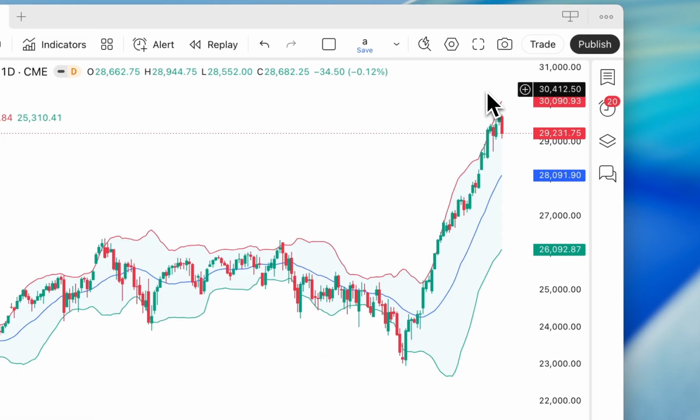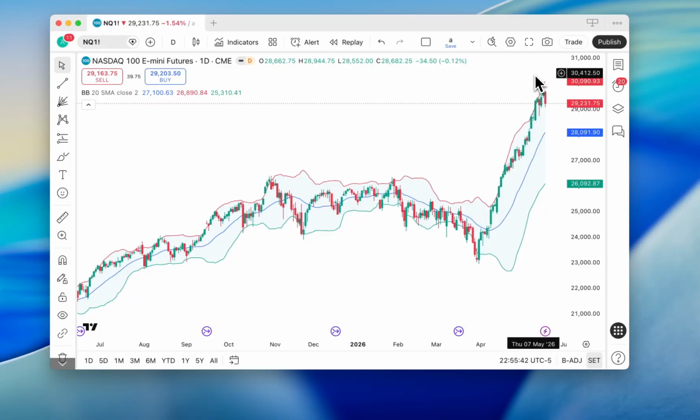3 lines will appear on your chart. The middle line is a 20-period moving average. The upper band is 2 standard deviations above. The lower band is 2 standard deviations below. The bands expand when volatility rises and contract when it falls.